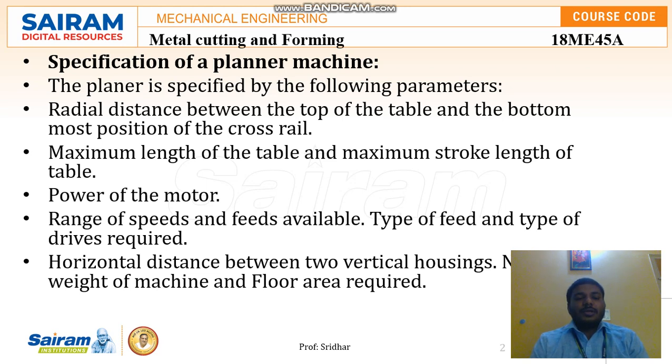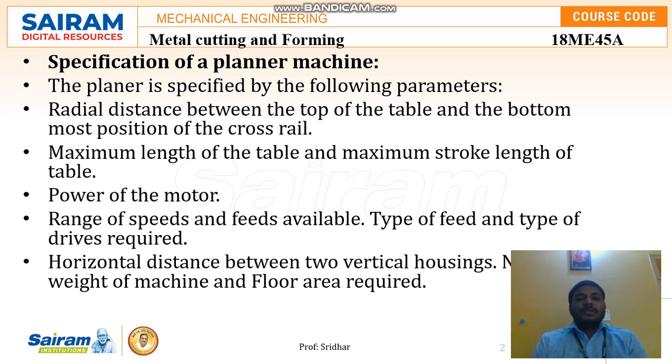Next, the power of the motor and the range of speeds and feeds available, and the type of feed and type of drives required, that is, which type of drive we are going to use for the machining process to run the motors. And the horizontal distance between two vertical housings, that is, we have been seeing the top vertical and bottom housing. And then the net weight of the machine. So what is the exact weight of the machine, and what is the floor area, the surface floor area, required to install this particular planar mechanism. So these are all the specifications of a planar mechanism.